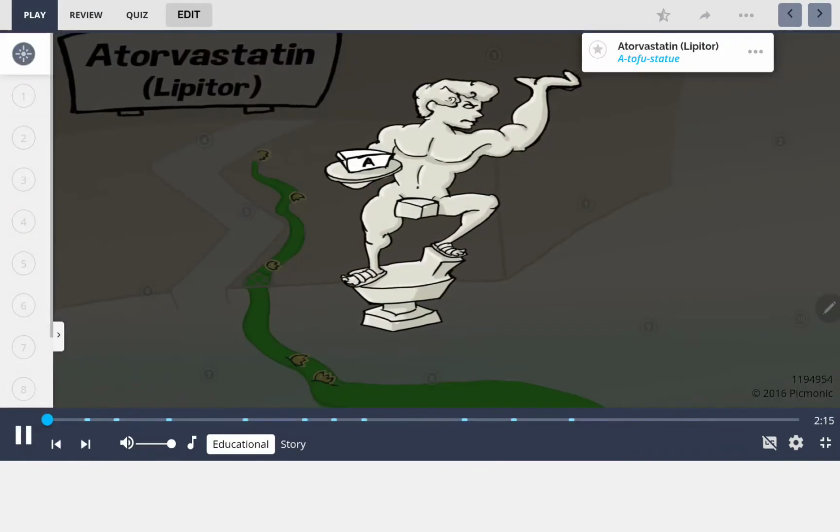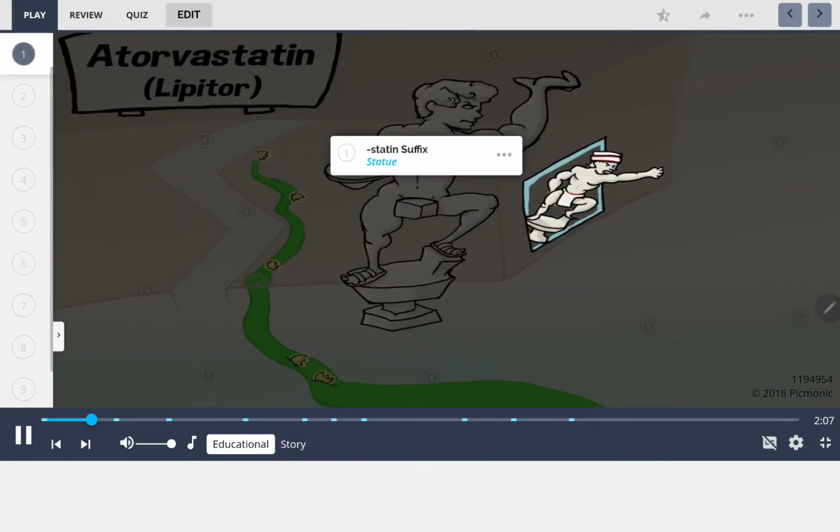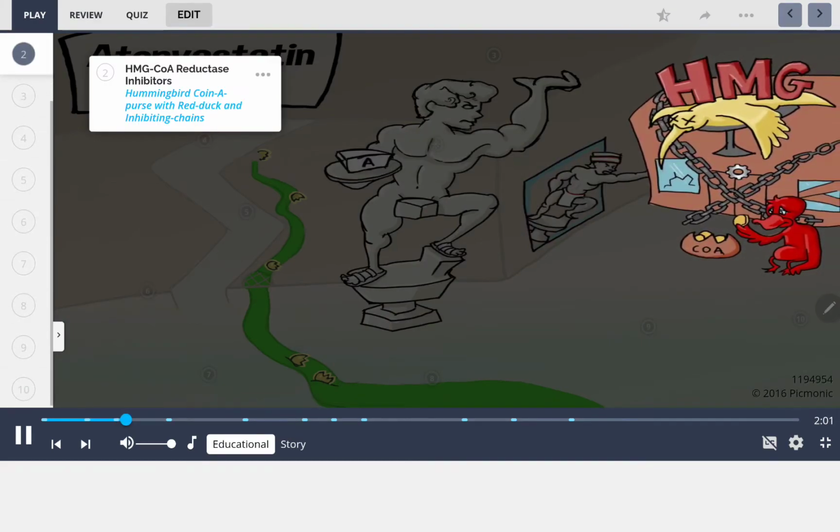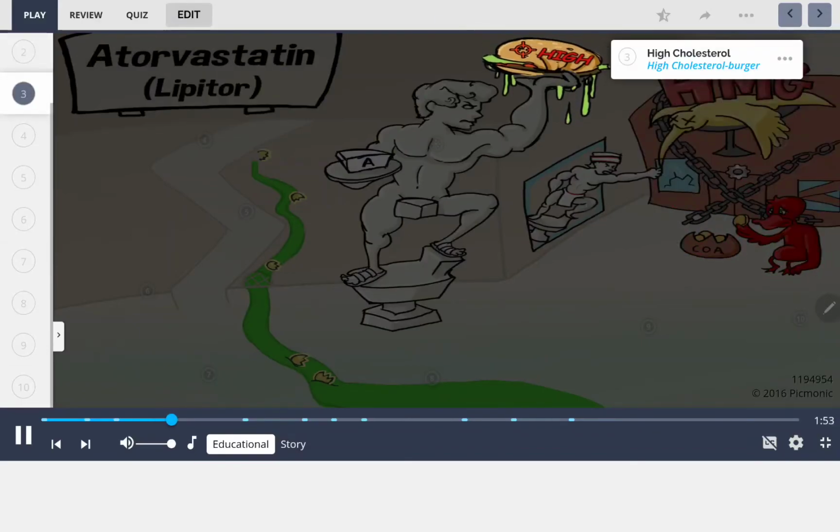Use this picmonic to remember atorvastatin, also known by the trade name Lipitor, as the image of the A-tofu statue. Medications in this class end with the suffix statin, shown by the statue. Atorvastatin is an HMG-CoA reductase inhibitor, shown by the hummingbird coin-A purse with red duck and inhibiting chains. HMG-CoA reductase inhibitors are effective at decreasing low-density lipoproteins, LDL, and total cholesterol levels.